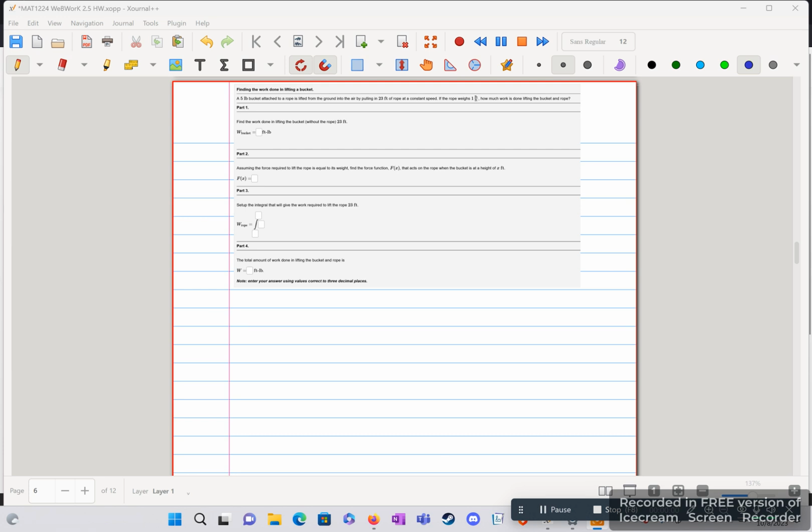All right, this is question 6 of WeBWorK 2.5. And in this question, we're tackling a little bit different problem, but utilizing the same techniques. We're finding work, but this time done in lifting a bucket.